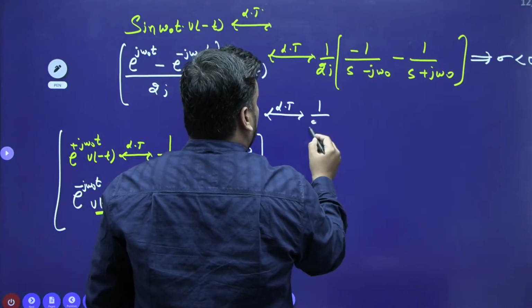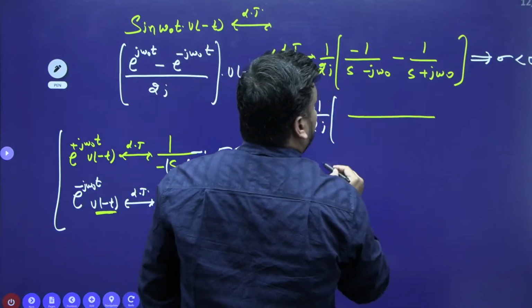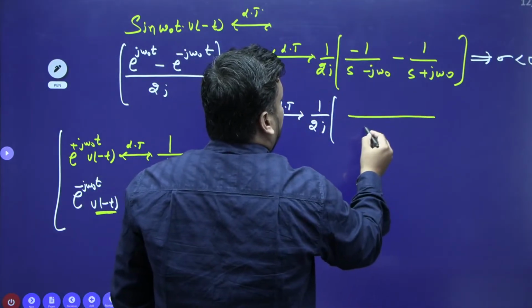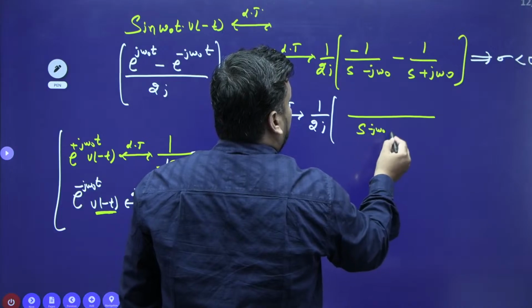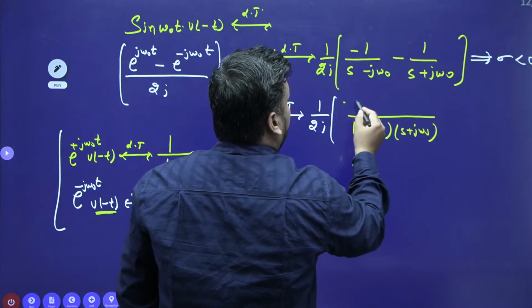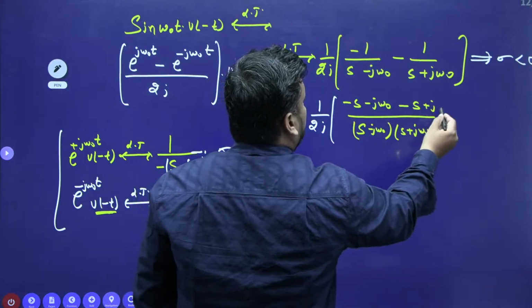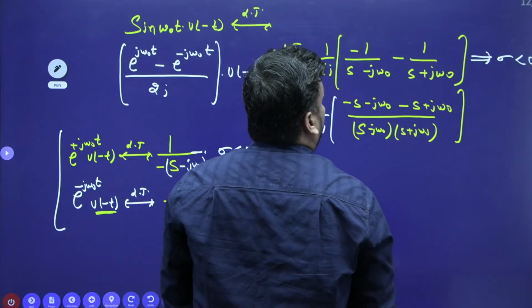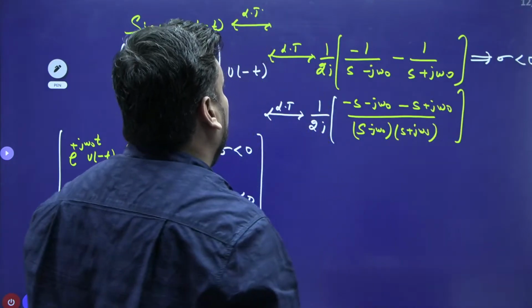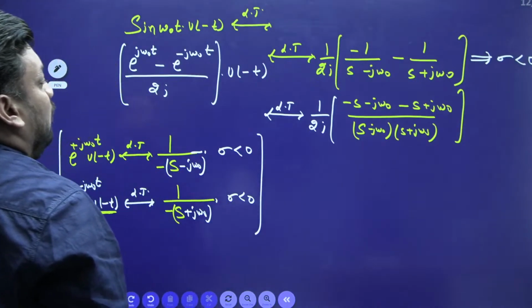1 upon 2j already outside the bracket, sir. Here when you take the LCM, what will you get this time? This time you will get s minus j omega naught into s plus j omega naught, again with minus, s minus j omega naught and with minus, s plus j omega naught. बोलो हाँ या ना? Minus s plus. All of you guys do reply.